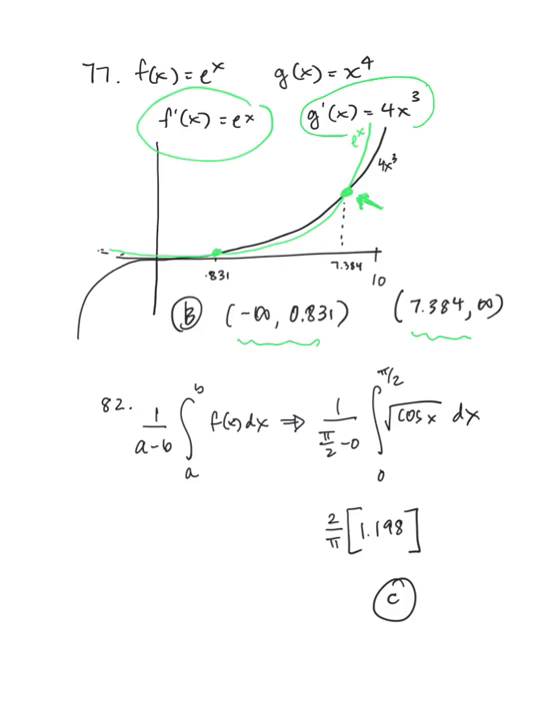Part B is asking for the average value of y equals the square root of cosine x. Here's our average value formula. Using our calculator here, I have 1 over b minus a, or pi over 2 minus 0, from 0 to pi over 2 of the square root of cosine x dx. Using the calculator to find the area underneath the curve of the square root of cosine x from 0 to pi over 2, I get 1.198. Multiplying it by that constant 2 over pi, we get choice C.